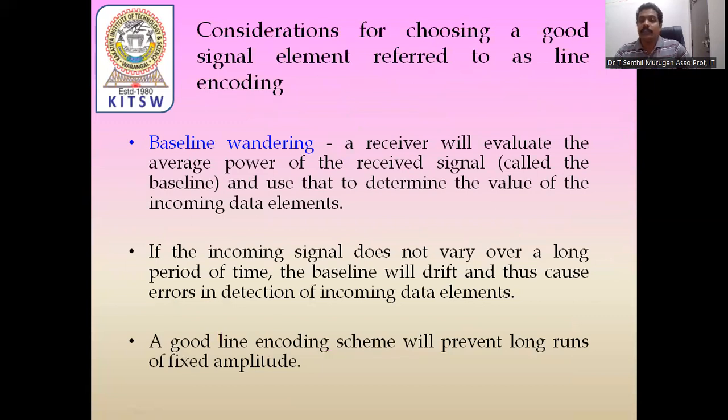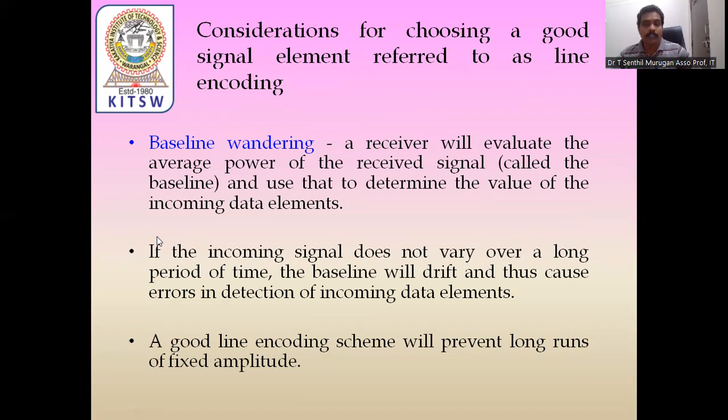So while considering the line coding techniques, choosing the good signal element is referred to as the line encoding. What are the problems in line encoding that we are going to discuss? Baseline wandering. What is baseline wandering?